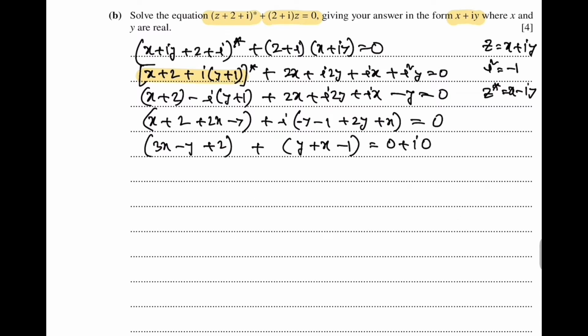Now we can compare the real part and imaginary part. So we can write here 3x minus y plus 2 equals 0, then y plus x minus 1 equals 0. This is the imaginary part, this is with i, and this is the real part.